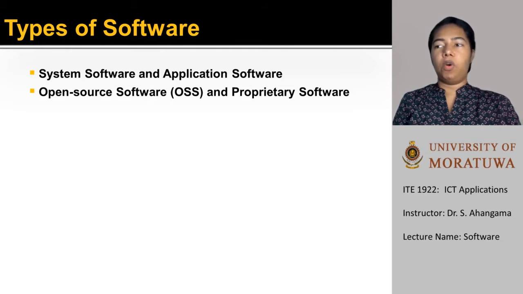Then we have open source and proprietary software. Open source software is software whose source code is available under a license that permits users to use, change, and improve the software, and also to distribute it in modified or unmodified form. It is usually developed in a public, collaborative manner. For example, we can consider Linux, Netscape, Apache.